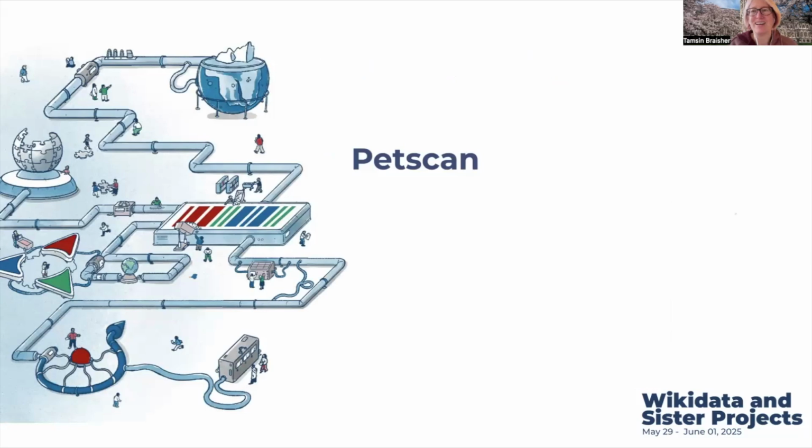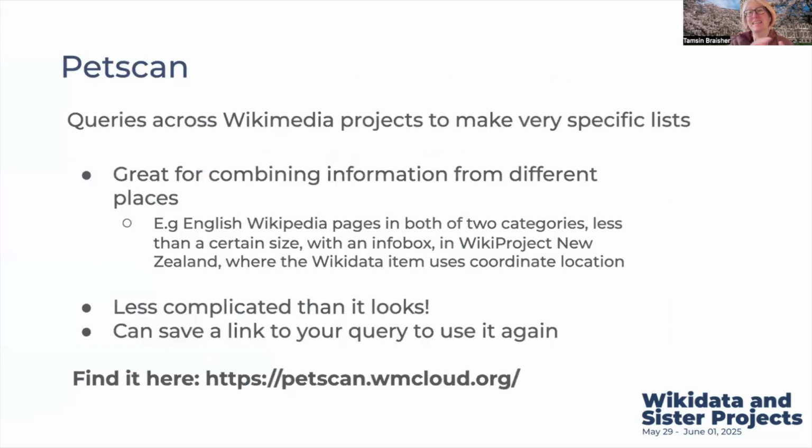PetScan. Now, I love PetScan, but I've only relatively recently got to grips with it. So I'm very eager to share what I've learned in order that other people can use it as well. So PetScan's superpower is that it can query across Wikimedia projects and give you very specific lists. So for instance, if you wanted English Wikipedia pages that are in two particular categories, less than a certain size, with an infobox, in a particular WikiProject, with a Wikidata item that uses coordinates or some other feature, you can do that with PetScan.